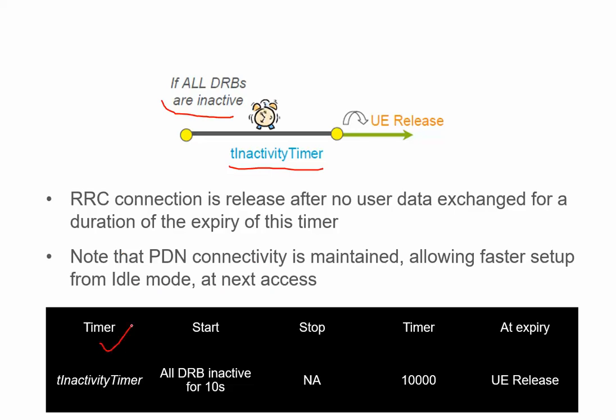So the timer starts when all DRBs are inactive for 10 seconds. If all DRBs are inactive, then it is idle. Then after 10 seconds, the UE releases the RRC connection for power saving purposes. So if we set the timer to 10 seconds, then after 10 seconds it releases, and after expiry of this timer the UE will release the RRC connection.